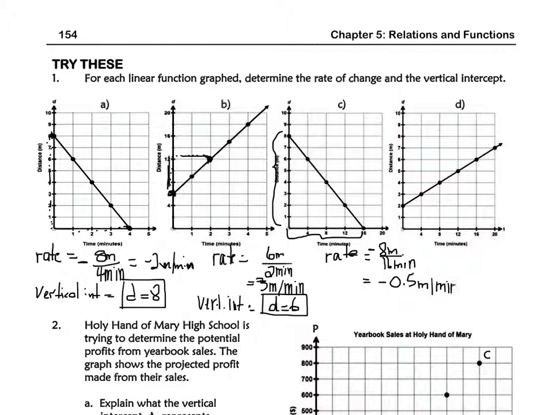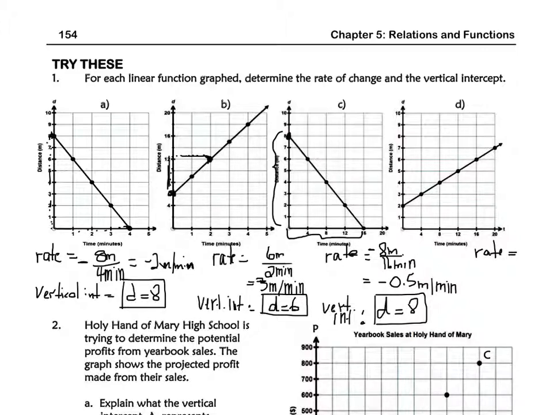Negative 0.5, or a half, meters per minute. And the vertical intercept would be D equals 8 again. It's crossing over the d-axis at 8.